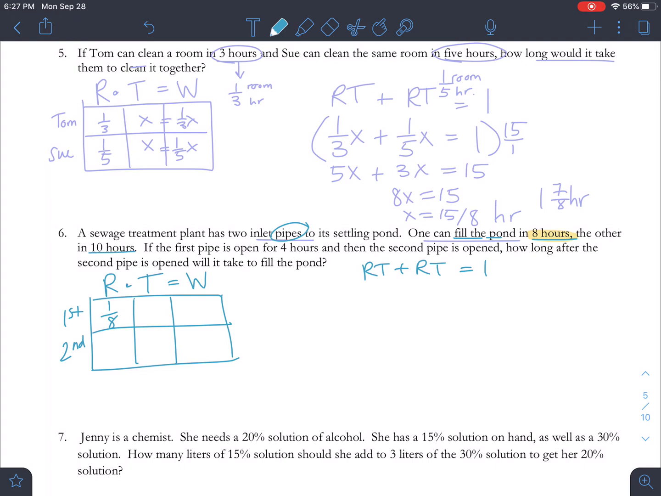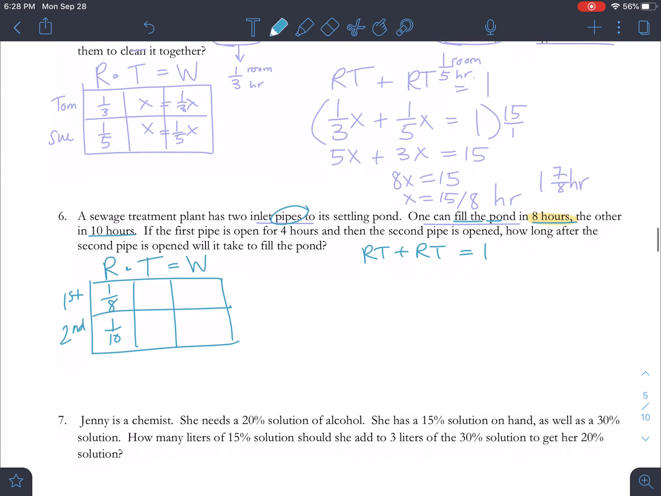Then it says the other is 10, so 1 pond per 10 hours. We want to create it to be a rate. Pond per hour. Okay, now for the time. The first pipe is open for 4 hours, and then the second pipe is opened. How long after the second pipe is opened will it take to fill the pond? So this one's slightly different, so just be really careful here.